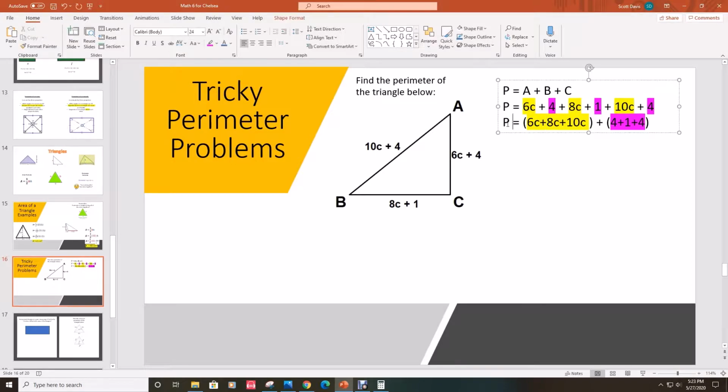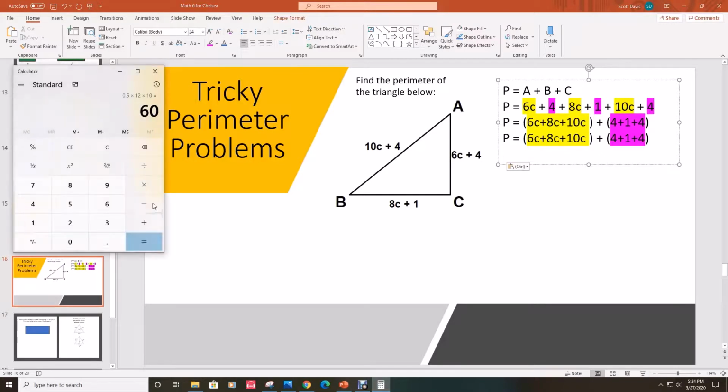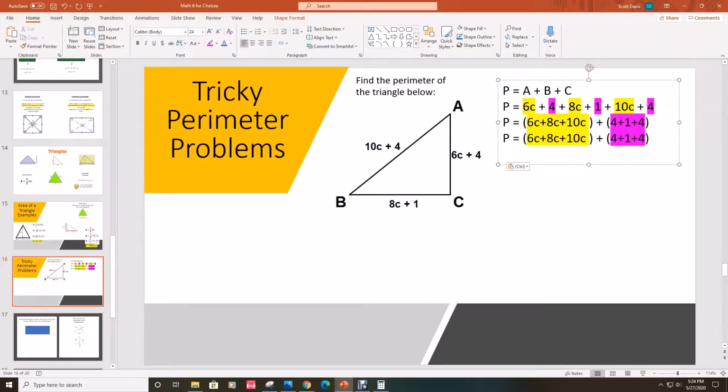Now when you're adding those up, I'm going to add my lone numbers first because that's really easy. I mean, it's just adding numbers together. 4 plus 1 plus 4, 9. All right, so I'm going to change this to 9.